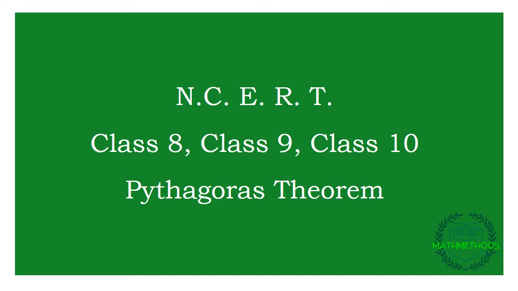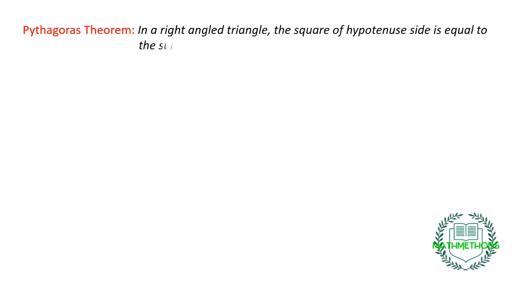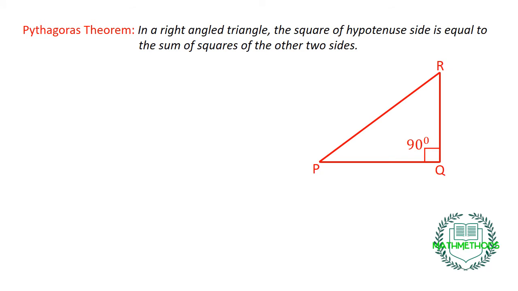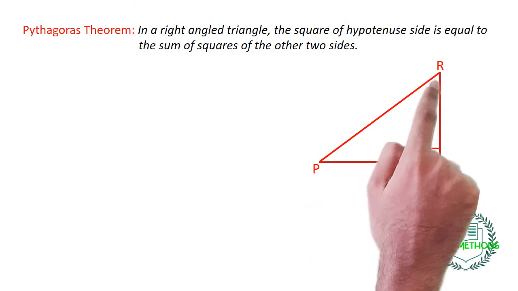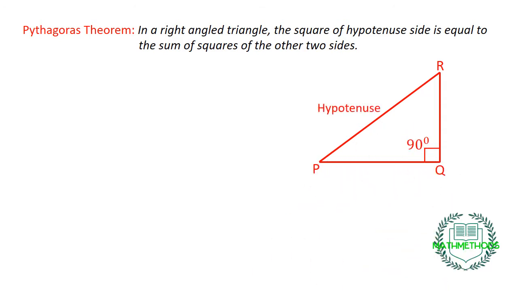Pythagoras Theorem. Pythagoras Theorem states that in a right-angled triangle, the square of the hypotenuse side is equal to the sum of squares of the other two sides. Consider the right triangle PQR, right angled at Q. Angle Q is 90 degrees, meaning the right angle. And the side opposite the right angle, which is the longest side, is called the hypotenuse.